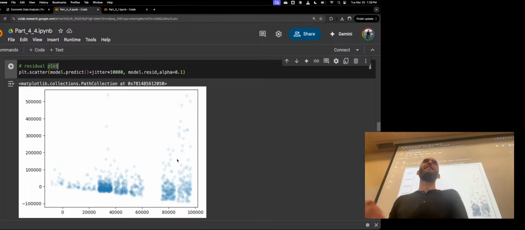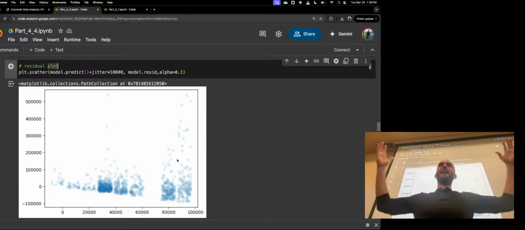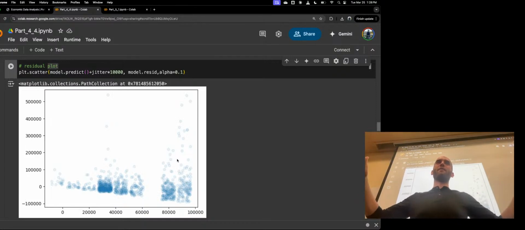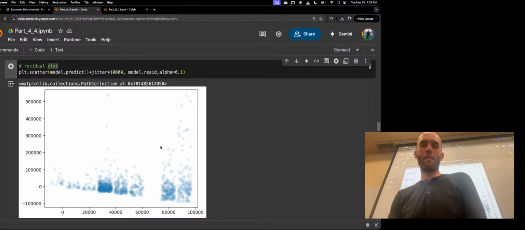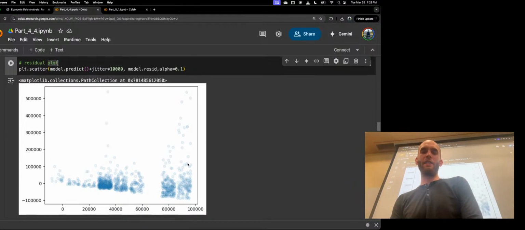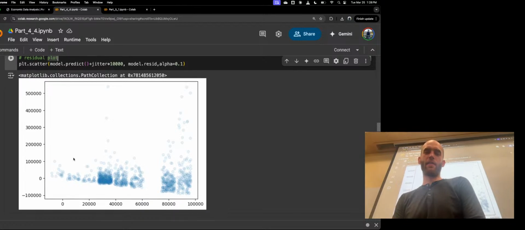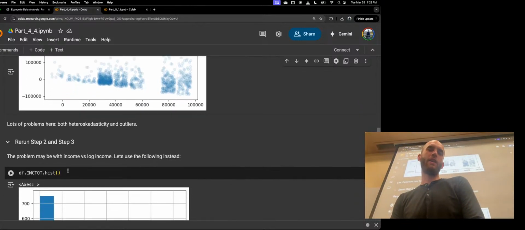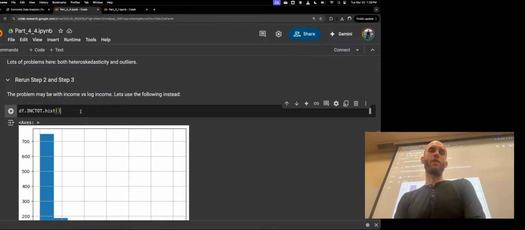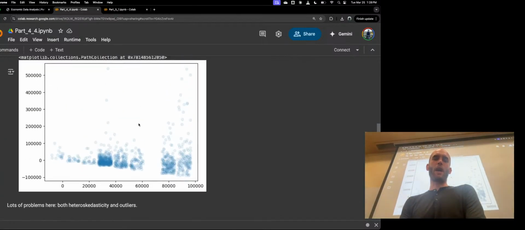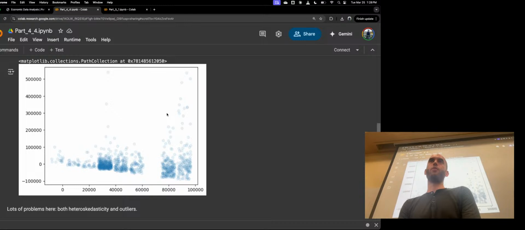Fails homoscedasticity. We don't have a consistent distribution of error terms. We have increasing variability in the error term. So variability for high income is much higher than it is for low income. And we talked about why that might be. So this is a problem. We don't want to run a model that looks like this.